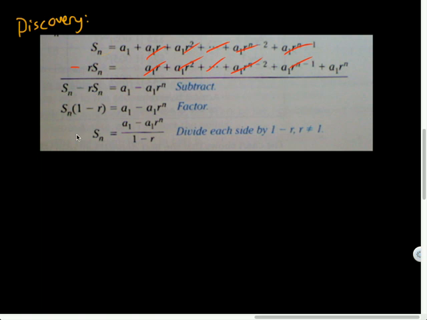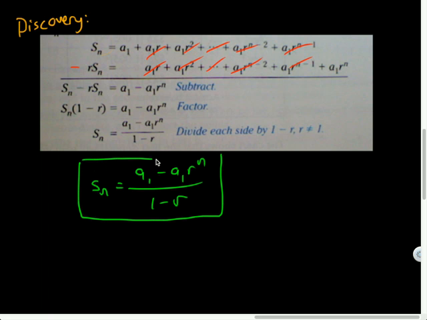So anyways, check this out. We're trying to solve for Sn. So what they do is they factor out an Sn and get Sn times 1 minus r. And then to get Sn by itself, they divide both sides by 1 minus r. So either way, we end up getting our formula: a1 minus a1 times r to the n, all over 1 minus r.